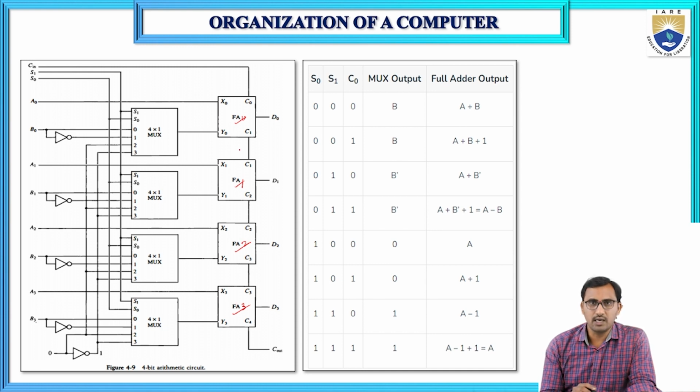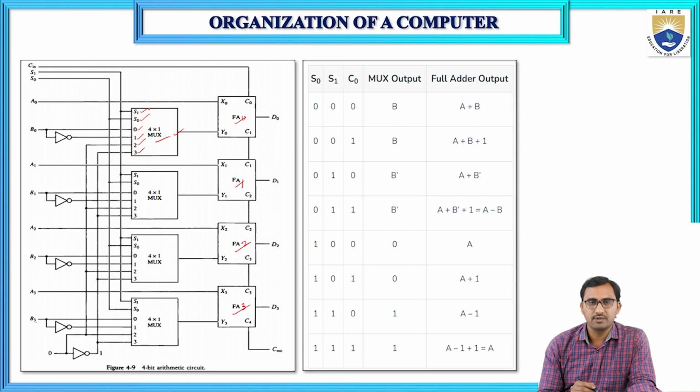In addition to that, we require four multiplexers. The size of the multiplexer is 4 by 1. The 4 by 1 means it has four inputs and one output. The inputs are 0, 1, 2, 3, and the output is this one. This 4 by 1 multiplexer has two selection lines, S1 and S0.